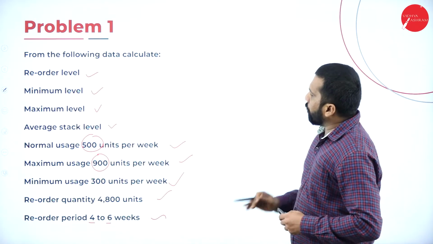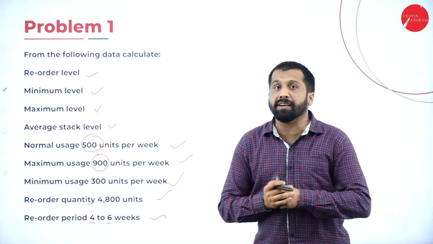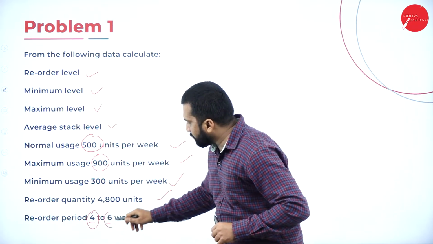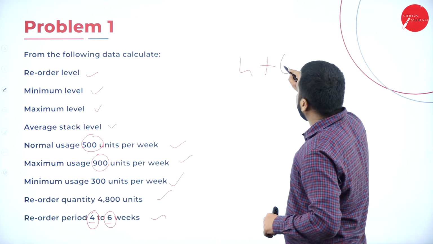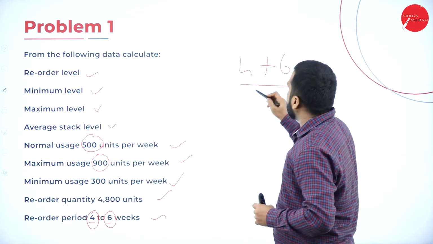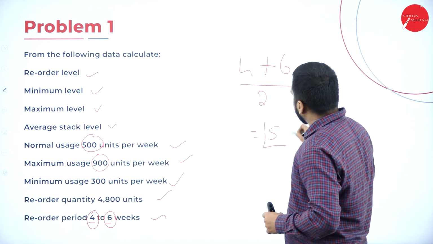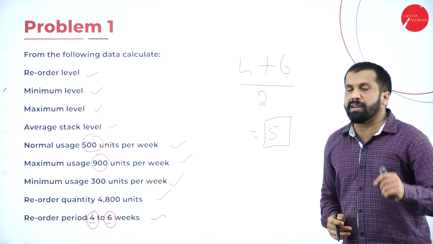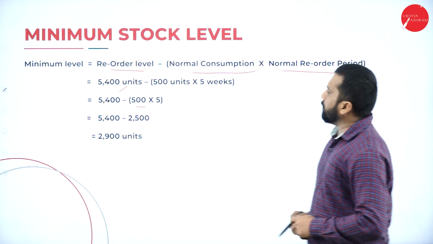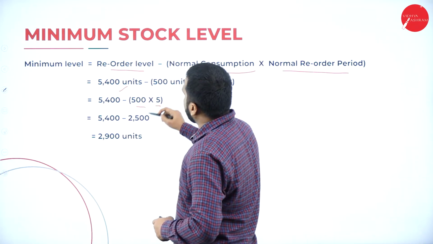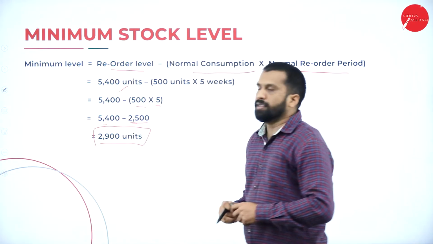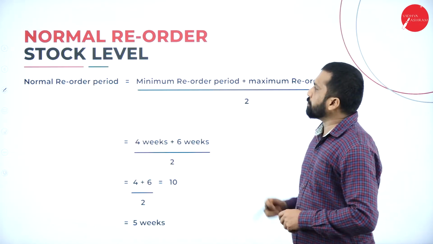Normal reorder period, have they given it anywhere in the question? No. If it is not given, minimum is 4, maximum is 6. 4 plus 6, you have to take the average. While taking average, divide by 2. So your answer is 5. This we call the normal reorder period. Now your normal reorder period is 5. 500 into 5, 2500. From this you minus, you got 2900 units. Hope you are clear? Good.